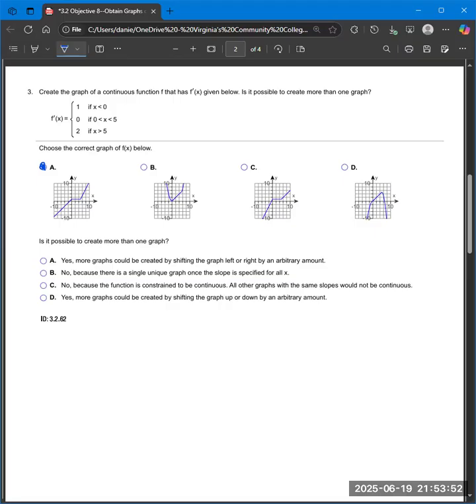Is more than one graph possible? Yes, we could move the whole graph up or down. They all have to stay connected. So D, more graphs could be created by shifting the graph up or down by an arbitrary amount, but you have to move every piece of the graph up or down the same amount so that they all stay connected and continuous. If it didn't say that it needed to be continuous, we could move each piece of the graph up or down and not have it line up with the next piece, and it would make lots more different graphs.